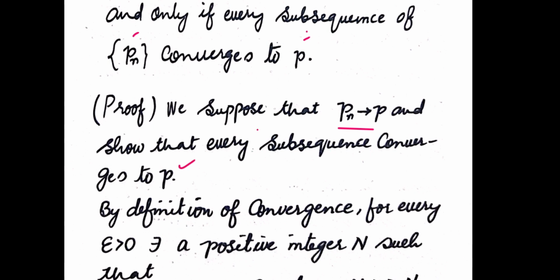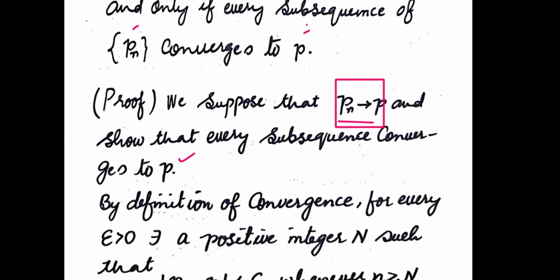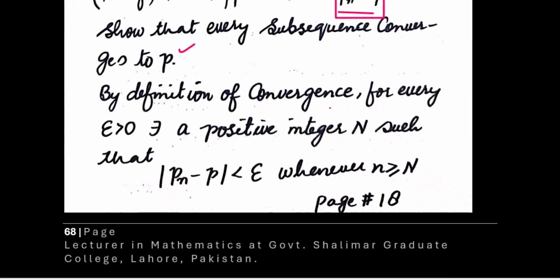So firstly, we use the definition of convergence of this sequence Pn. By definition of convergence, what is the definition of convergence? We say a sequence converges if for every, this is not for some, this is for every epsilon greater than 0, there exists a positive integer capital N such that the absolute difference of Pn and P is always less than epsilon whenever your n is greater than or equal to N.